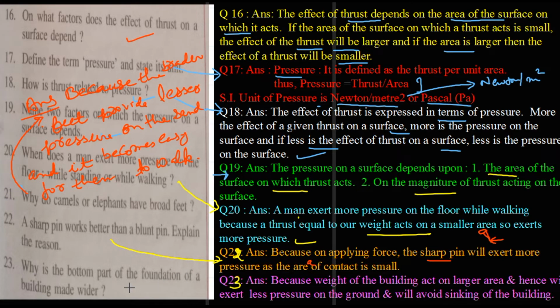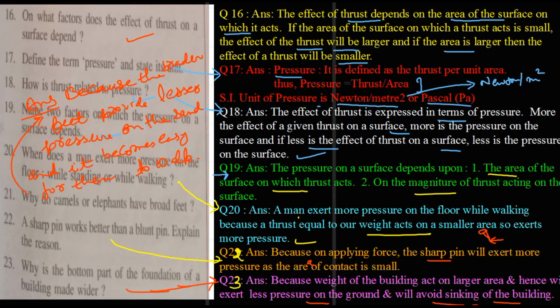Question 23. Why is the bottom part of the foundation of a building made wider? Because the weight of the building acts on a larger area, hence it will exert less pressure on the ground, and it will avoid sinking of the building, right?